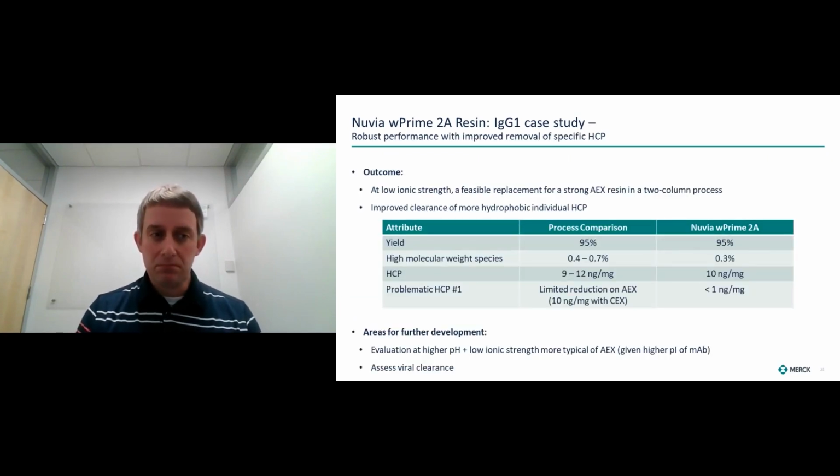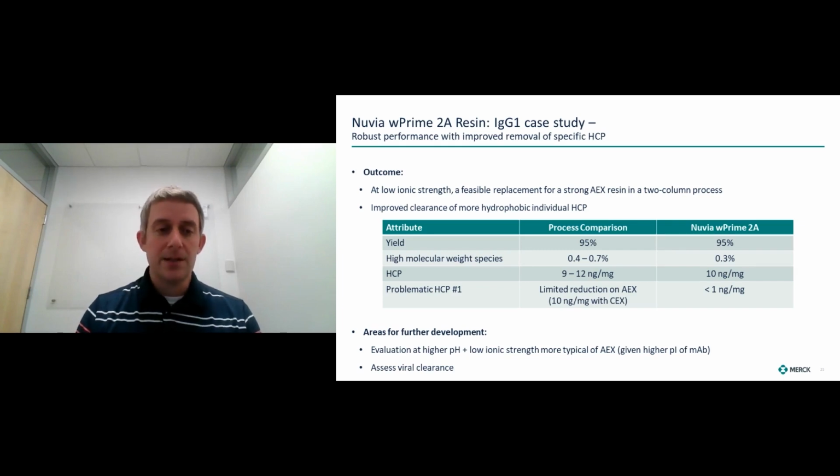So summing the IgG1 up in a couple notes, it does look like at low ionic strength, it could be a feasible replacement for a strong AX resin in a 2-column process. So if we compare some of those attributes, similar yields, similar overall HCP reduction, maybe a little bit of improvement in high molecular weight species clearance, and then a pretty good step in removing that one problematic HCP.